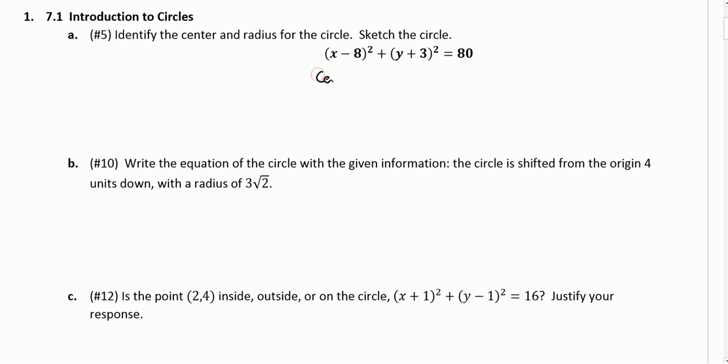The center we get from the -8 and the +3. We take the opposite of what it is in parentheses. So it's a -8, so we're going to put a +8. And we have a +3, so we're going to put a -3.